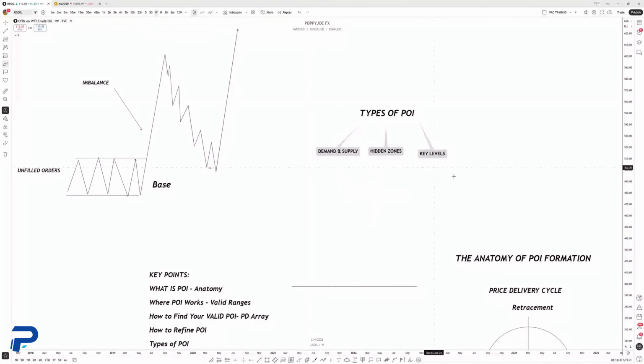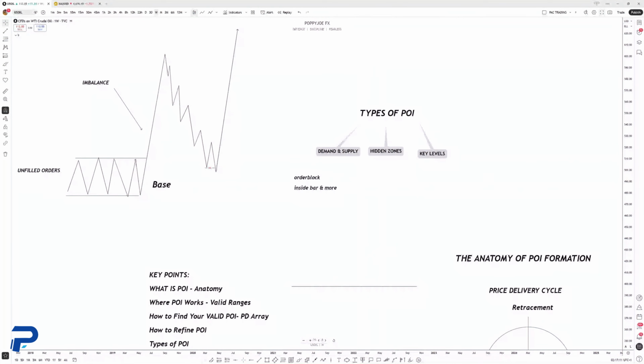Key level is a different word entirely. That's what we have to talk about with the MSNR levels. So I will only talk about demand and supply and hidden zones. So under demand and supply, what are the options we have there? Under demand and supply, the first one is order block. So if you want to spot demand and supply in the market, we have inside bar and we have more than two. So we have order block and inside bar and more.